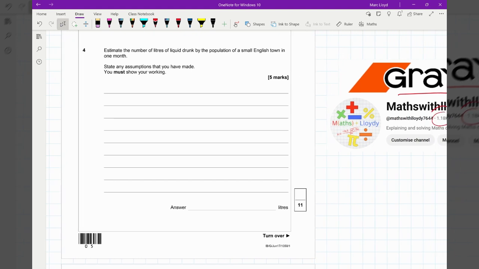Okay, estimate the number of litres of liquid drunk by the population of a small English town in 1 month. So what we need to do is come up with some assumptions in order to do this.